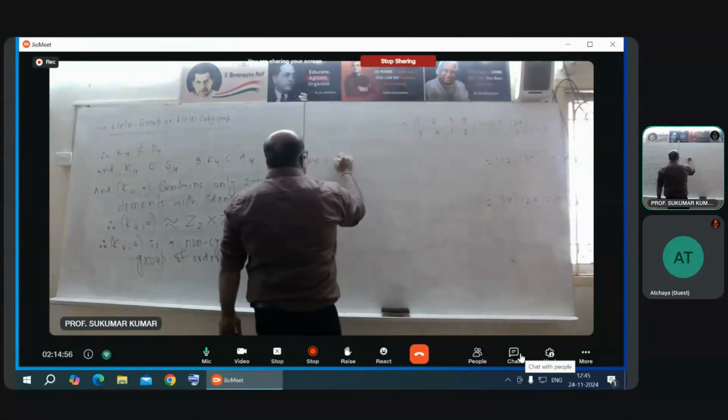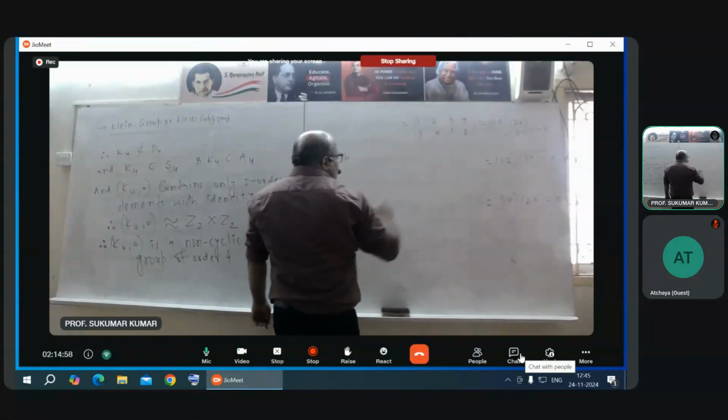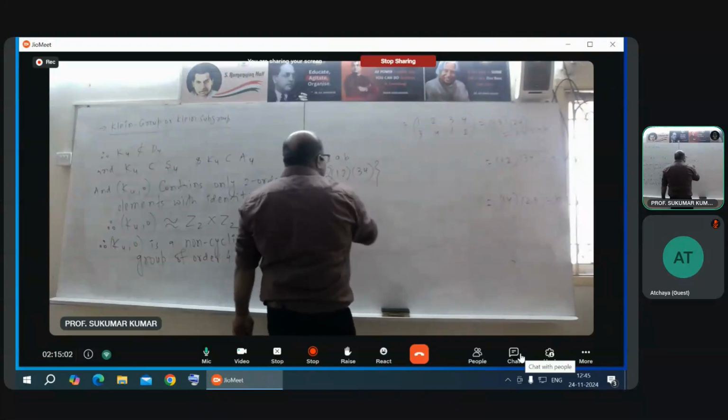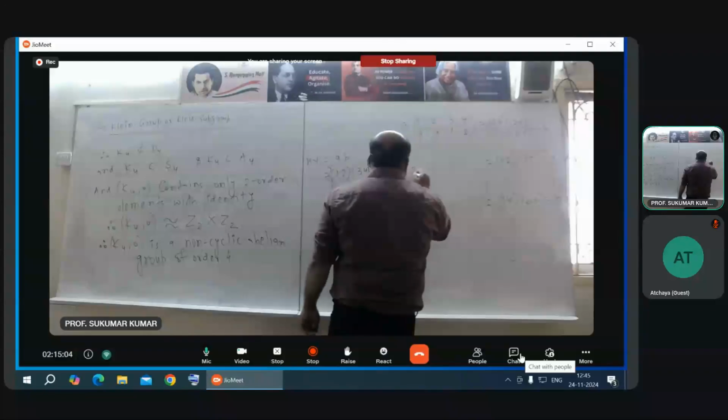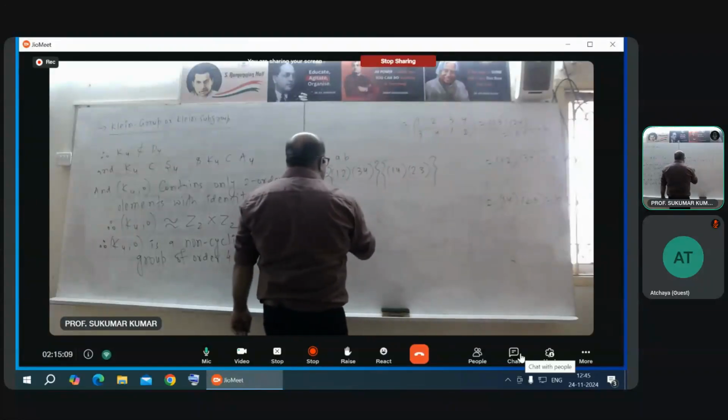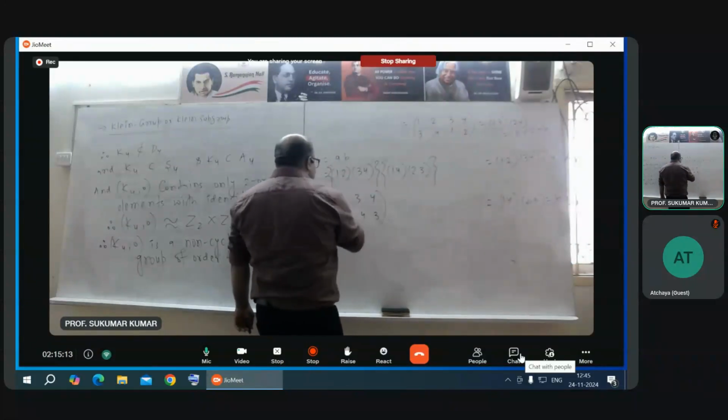A and B: A is 1, 2, 3, 4 and B is 1, 4, 2, 3. So these are two permutations, and we have to operate them. 1, 2, 3, 4 means 1 maps to 2, 2 maps to 1, 3 maps to 4, 4 maps to 3. This can be written directly.